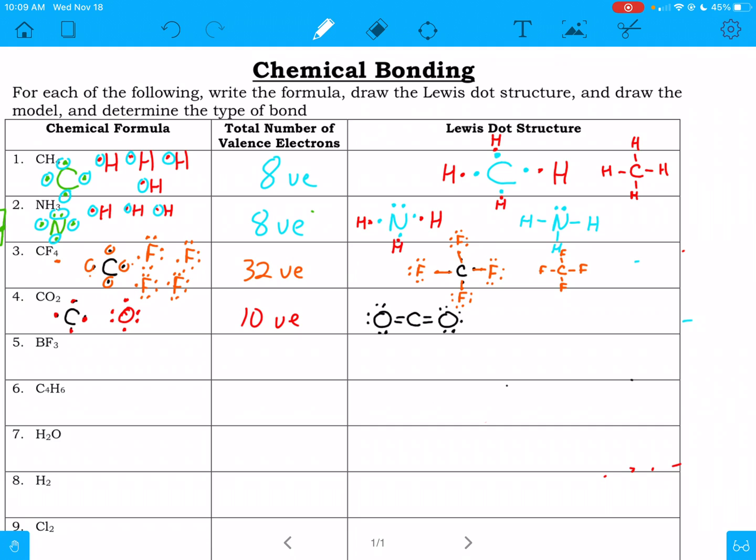So really, in honesty, the bonding isn't quite this way. But this isn't an organic class, so we're just going to let it be, and I want you to accept that as it is at this moment, okay? So this will be the structure for this particular molecule. Now let's go do an easier one, shall we?